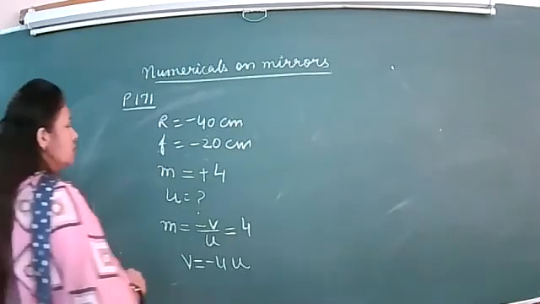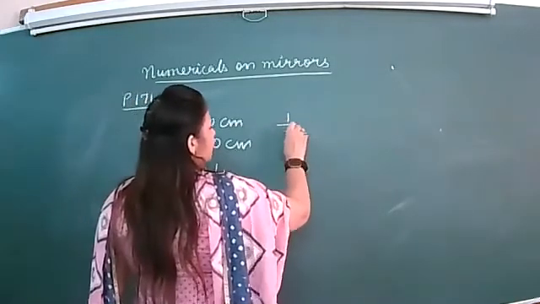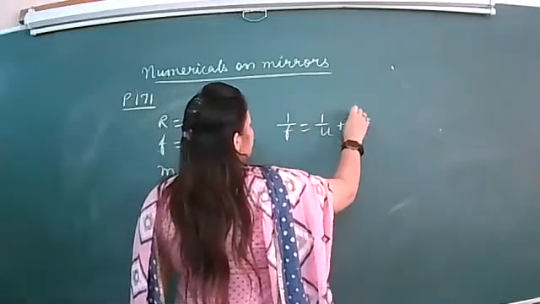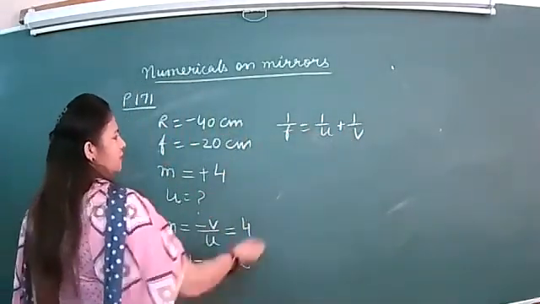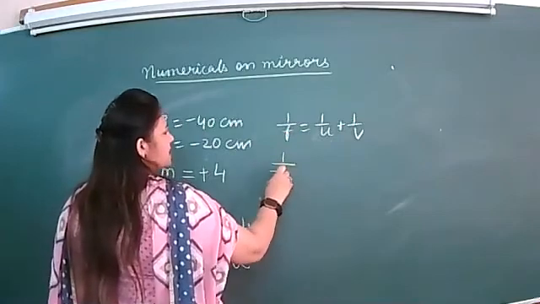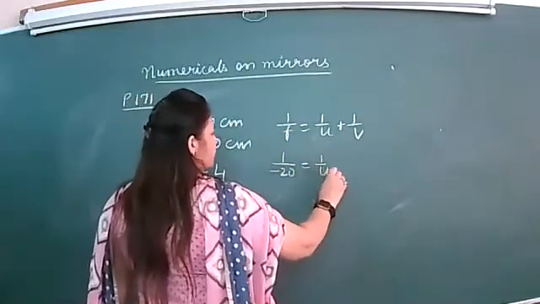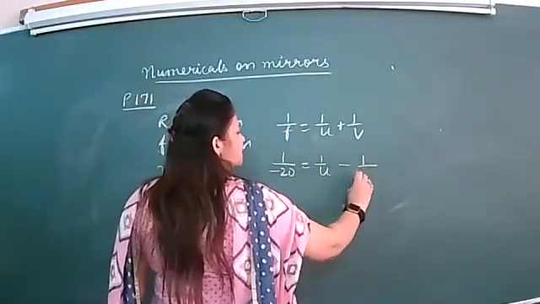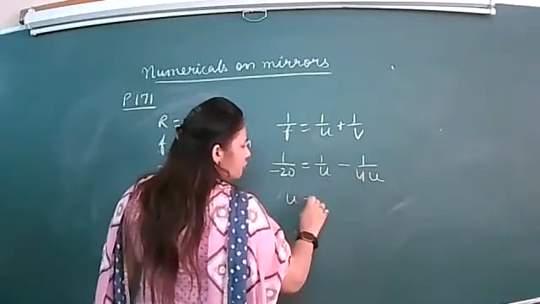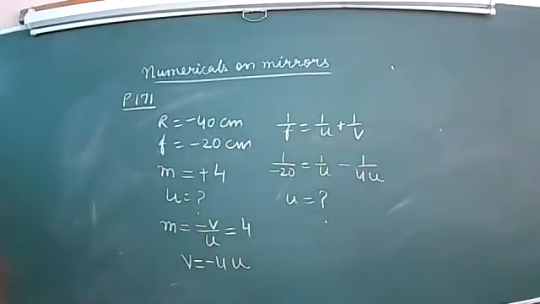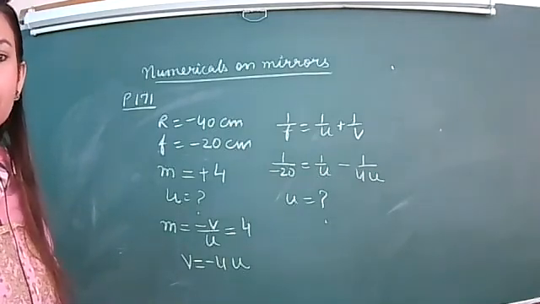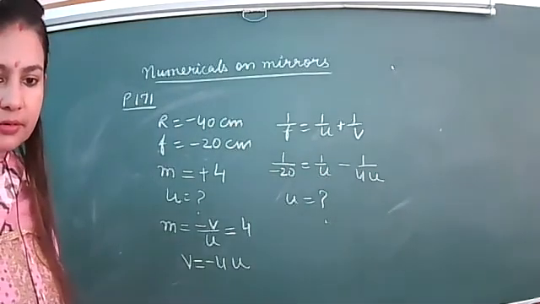Fine. So use now the mirror formula and put its value here. Put v equal to minus 4u here. So minus 1 by 20, 1 by u, and this is minus 4u. So find u from here. यहाँ से आपका u आ जाएगा. So this is a different type of question.